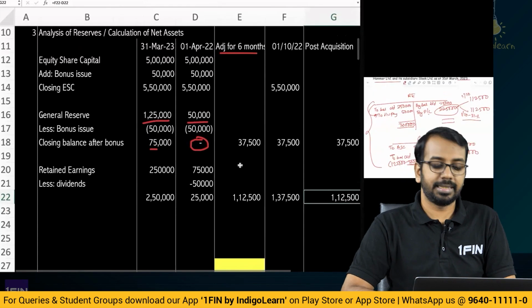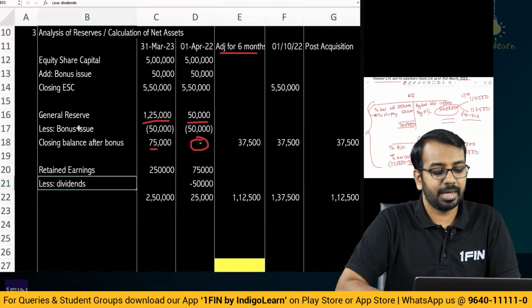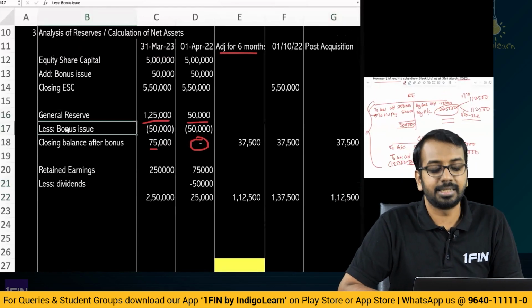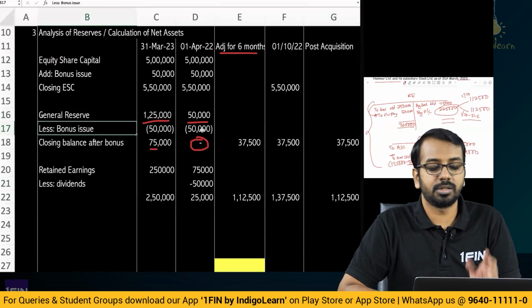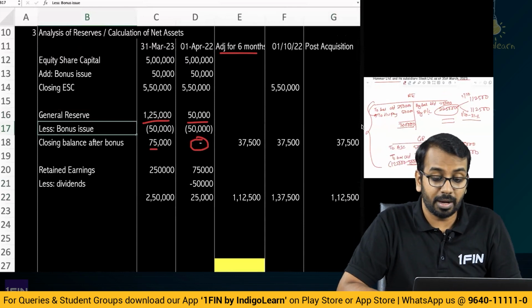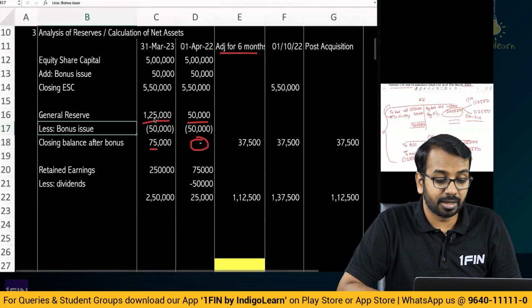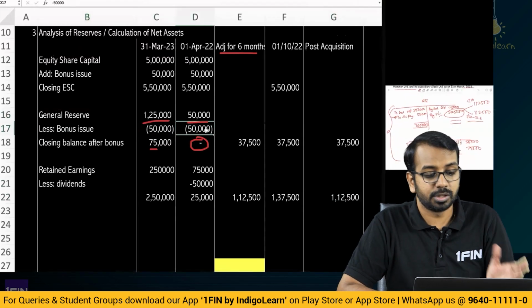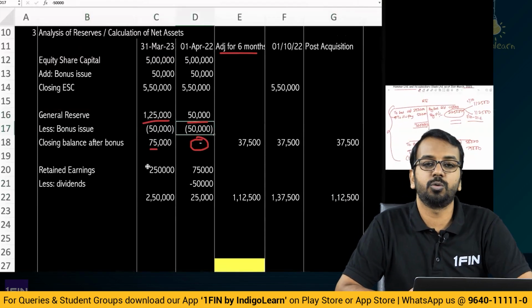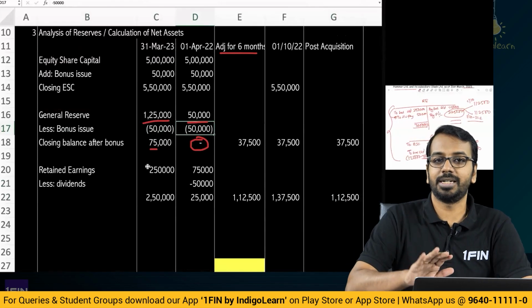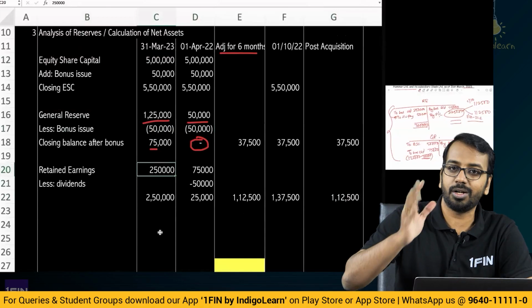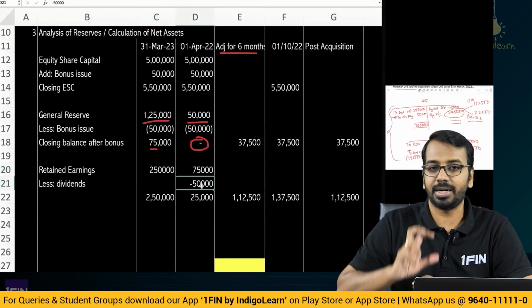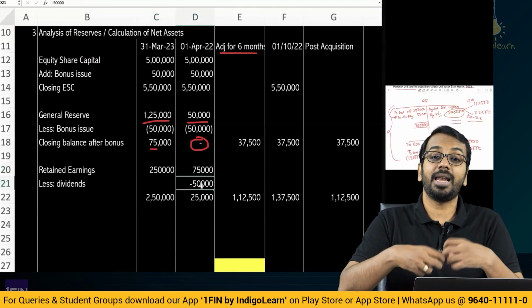But to keep it simple in the examination, what you can do? You can just take what is the closing balance, any adjustments to be done, and what is the pre-acquisition and post-acquisition. Now you may have one more doubt, sir. In general reserve, we reduced 50,000 from closing balance as well as opening balance. Why did not we do that for dividends? See, for dividends, it has already been accounted. Means this 2,50,000 is after accounting of dividend. This 50,000 we are adjusting to know how much of opening balance is left with us.